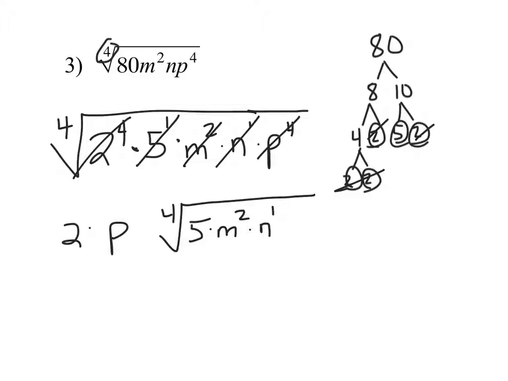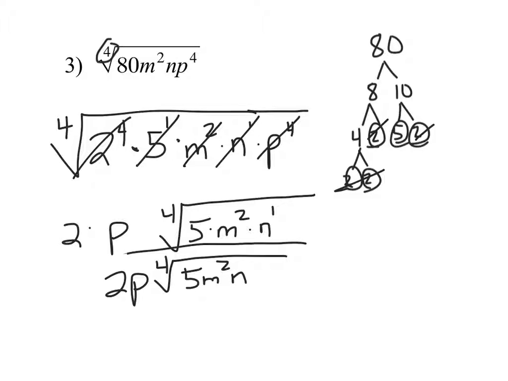So my final answer here, when I multiply everything together, I get 2p times the fourth root of 5m squared times n. And that is my final answer. Okay? So this is a good example of a problem where the index here is 4, so I need to match up fourth powers with it.